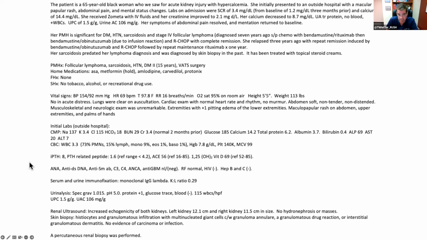Her ultrasound was essentially normal with the exception of the increased echogenicity. The left kidney was 12 and the right kidney was 11. And her skin biopsy from the outside hospitals showed histiocytes and granulomatous infiltration with multinucleated giant cells, consistent with those 3 diagnoses there: either granulomatous drug reaction, an interstitial granulomatous dermatitis, or granuloma annulare. And there was no evidence in the skin of lymphoma or infection.